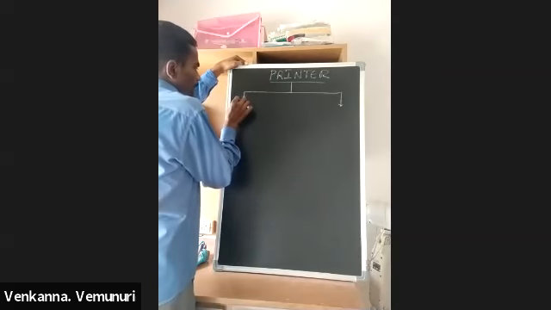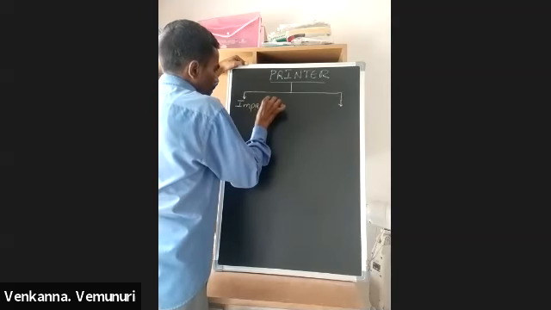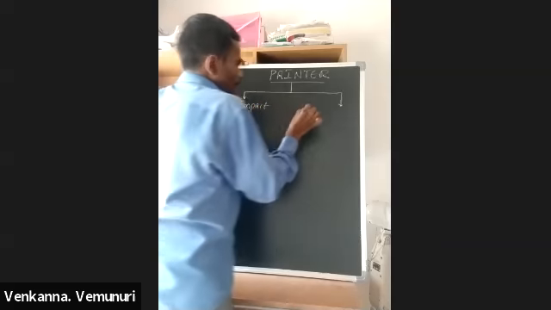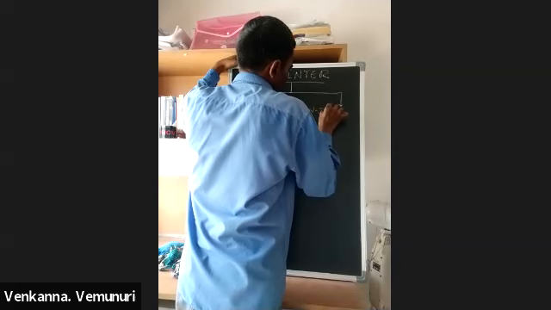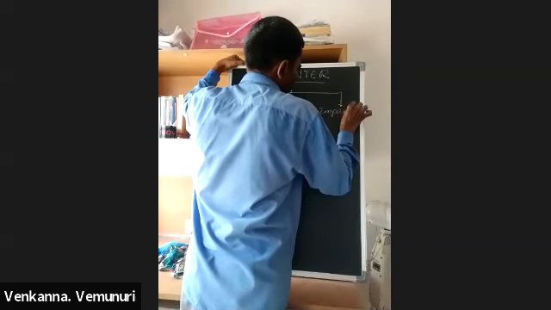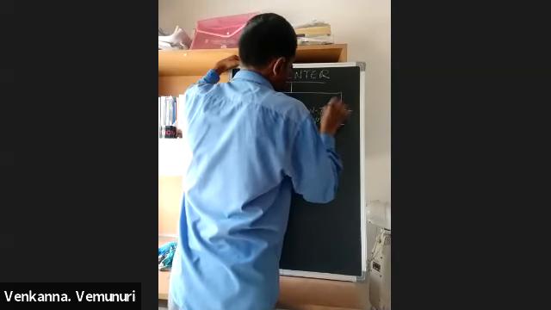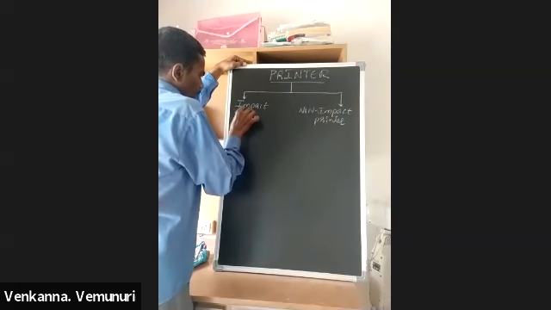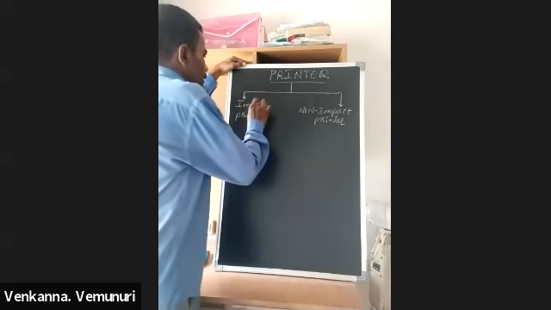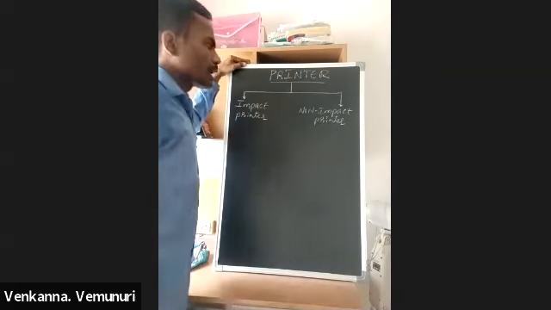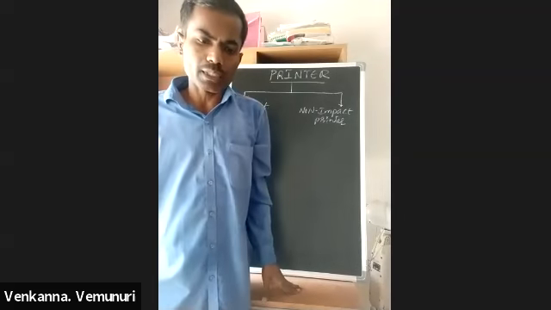So the first printer is called impact printer. Another one is non-impact printer. First one, impact printer. Which printer is called an impact printer and which printer is called a non-impact printer?